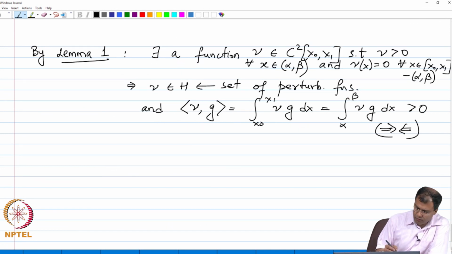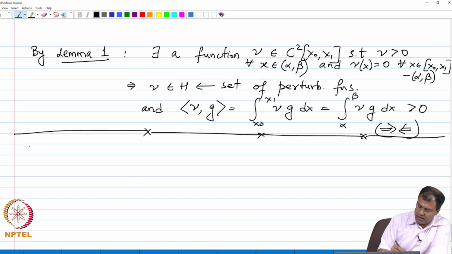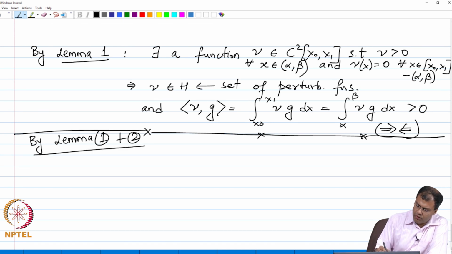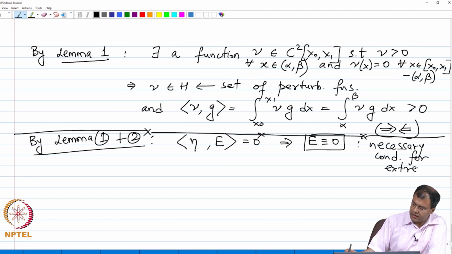Okay. So, let me just summarize all our results so far. By lemma 1 and 2, what I have found is, if I am given that the inner product of eta with respect to E, where eta is the perturbation function, is 0, it implies that E is identically equal to 0, right, which is our necessary condition for extrema. Okay.